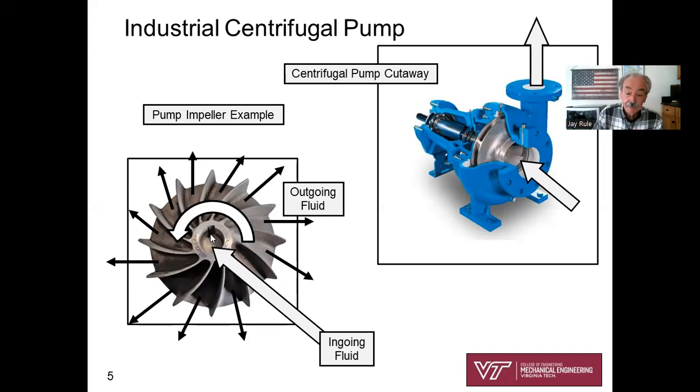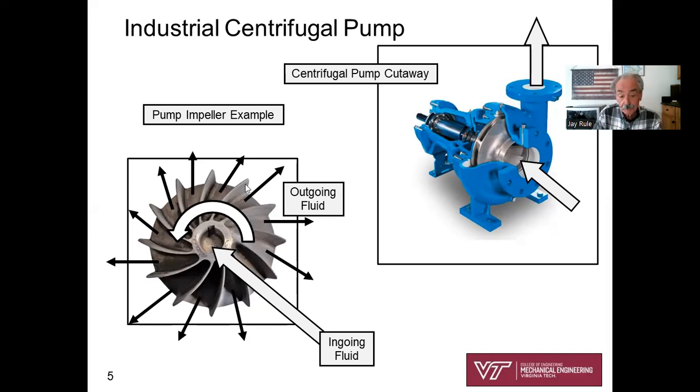Here's what the impeller alone of a centrifugal pump looks like. So we've got the ingoing fluid going into the eye of the impeller, and this impeller is spinning around with backwards curved blades. So that's essentially the design of the pump. Mechanical engineers spend careers designing the shape of these pump impellers for maximum efficiency.